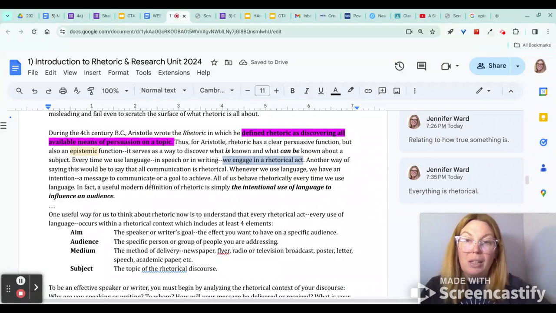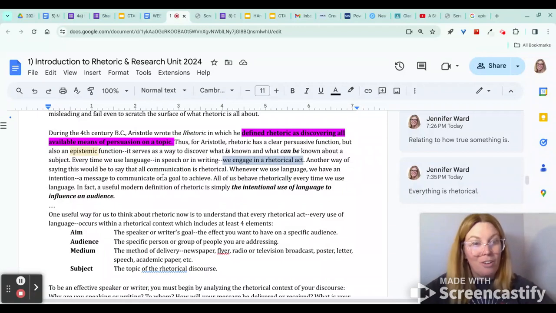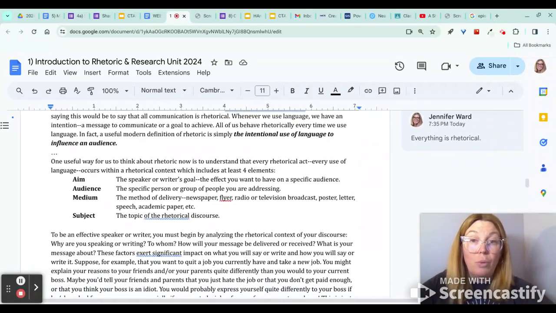Another way of saying this would be to say that all communication is rhetorical. Whenever we use language, we have an intention, a message to communicate, or a goal to achieve. Look at that. I just had to keep reading. She defined it for us. She told us about that idea of how all communication is a rhetorical act. All of us behave rhetorically every time we use language. In fact, a useful modern definition of rhetoric is simply the intentional use of language to influence the audience.